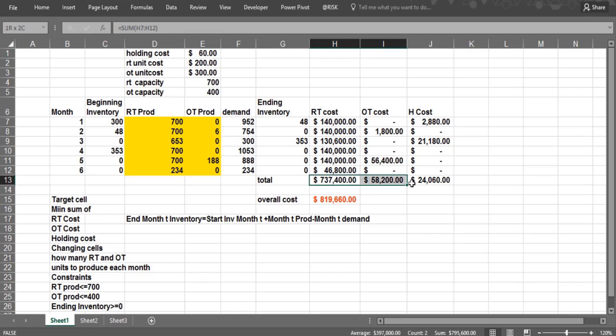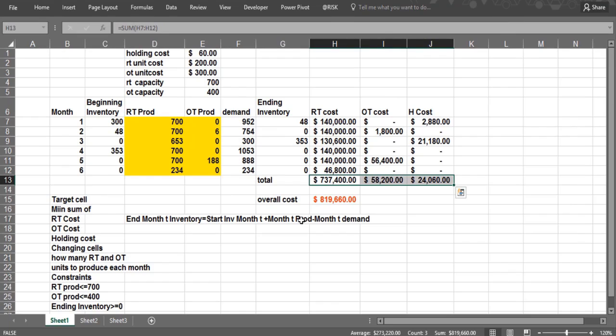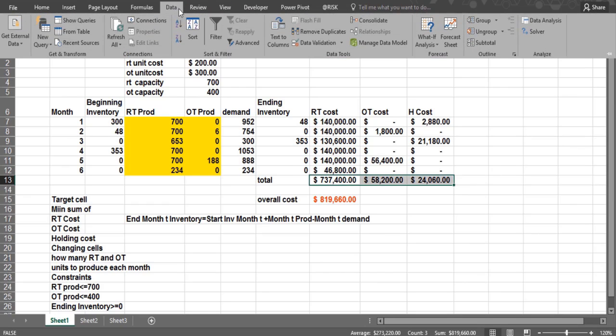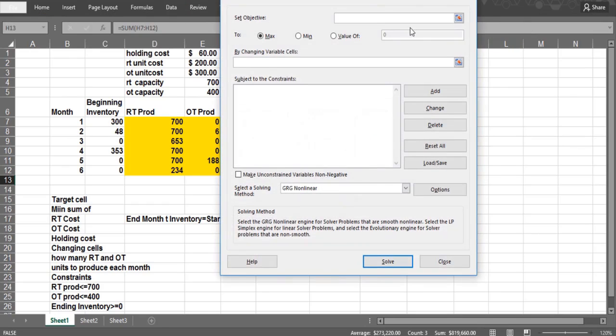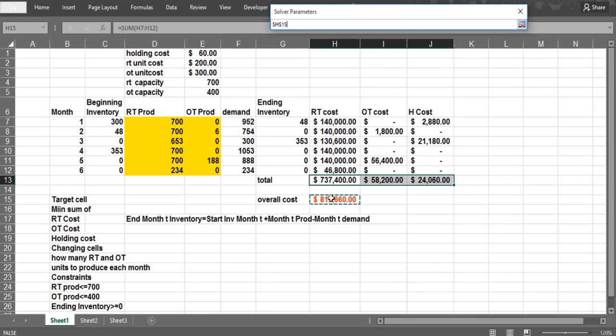Now an easier way to do this part, if I select this range, I think I could do AutoSum, Home, and click on the AutoSum button. And Excel guesses which rows you want to add up here, which is correct. Now we're ready for Solver, and this will be a linear model. Okay. So objective or target cell, minimize cost.